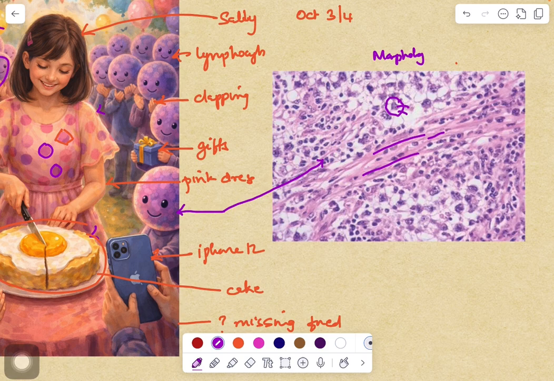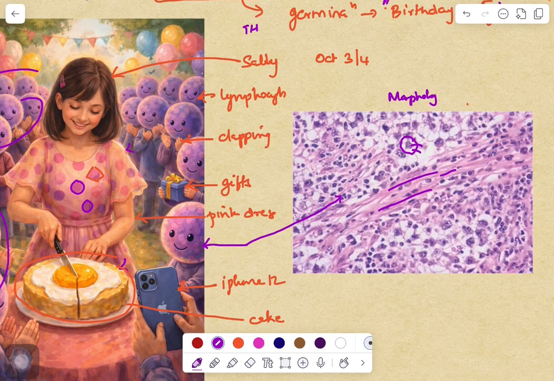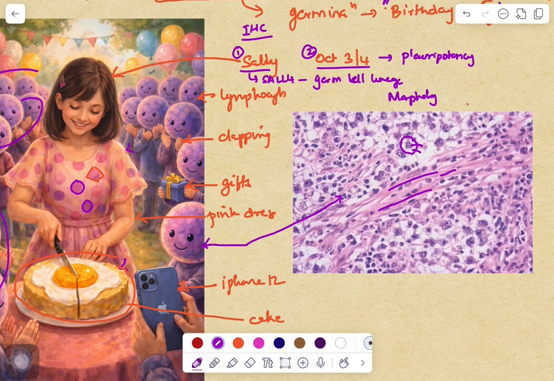Now let's come to the IHC. So IHC first is Sally. From Sally we will remember SALL4. Dysgerminoma arises from the primitive germ cells, and SALL4 is positive, and it shows that it is from germ cell lineage. So that's number one. Number two is OCT3 and 4. Her birthday falls on October 3rd and 4th, and OCT3/4 is a marker of pluripotency, and therefore it will help us remember that dysgerminoma arises from undifferentiated cells.